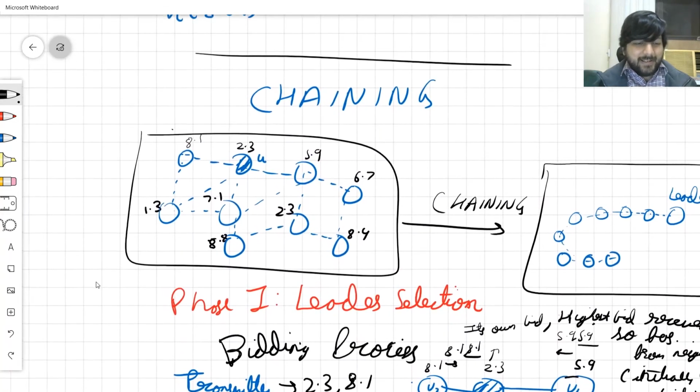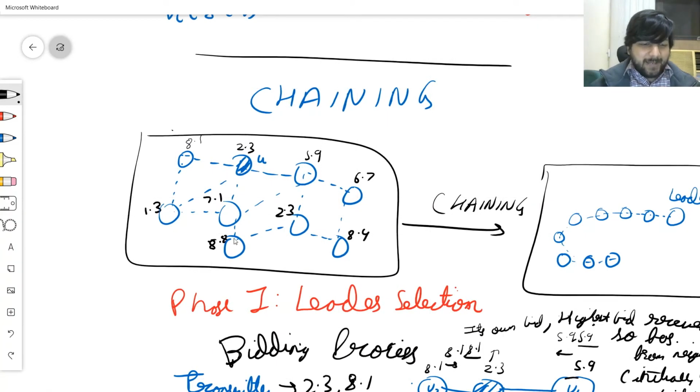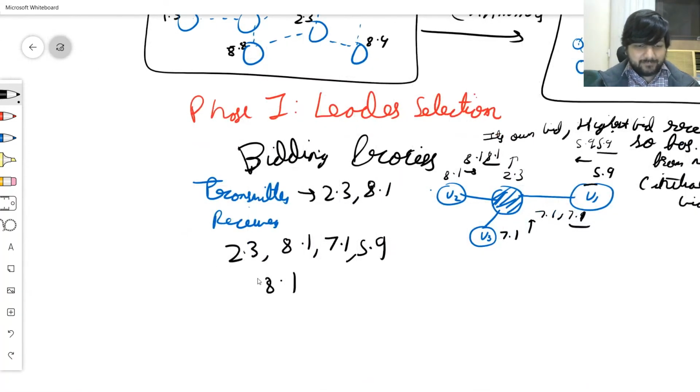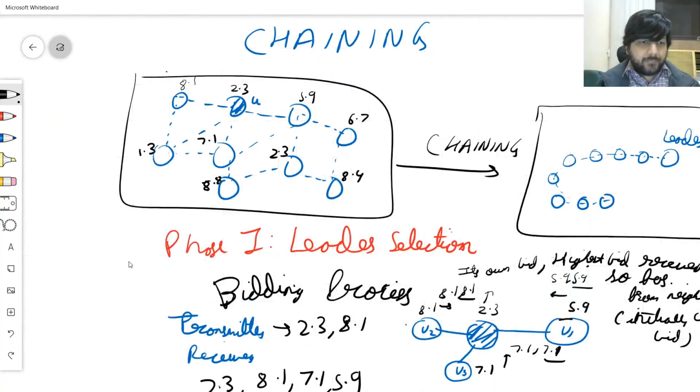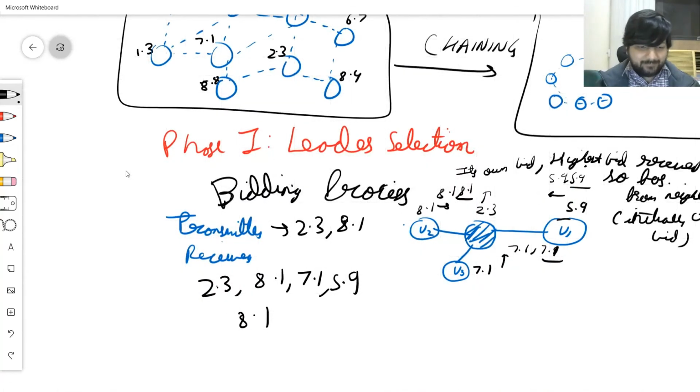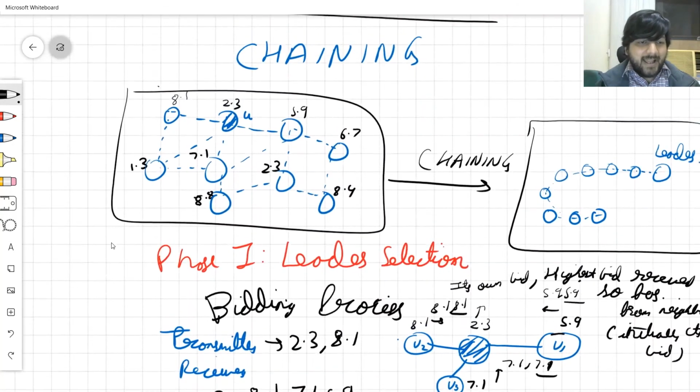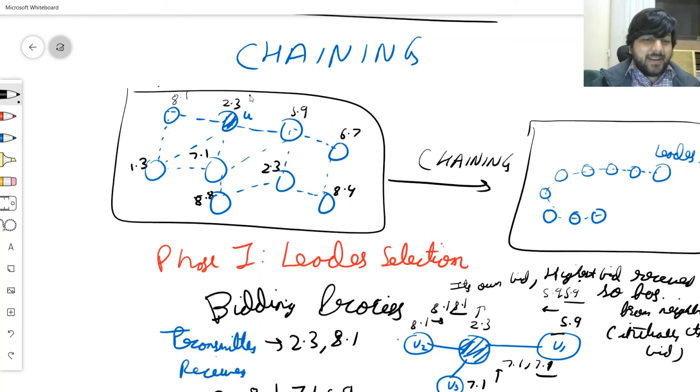So, just simulating it over here, what will happen is that at time t equals 0, this one gets to know about where was 8.1. It has to be 7.1. Okay, it was 8.1, my bad. So, everyone has the bit that it believes is the highest so far.